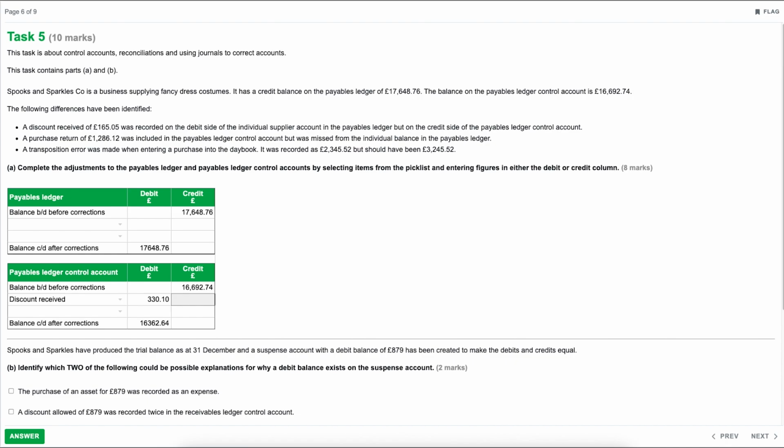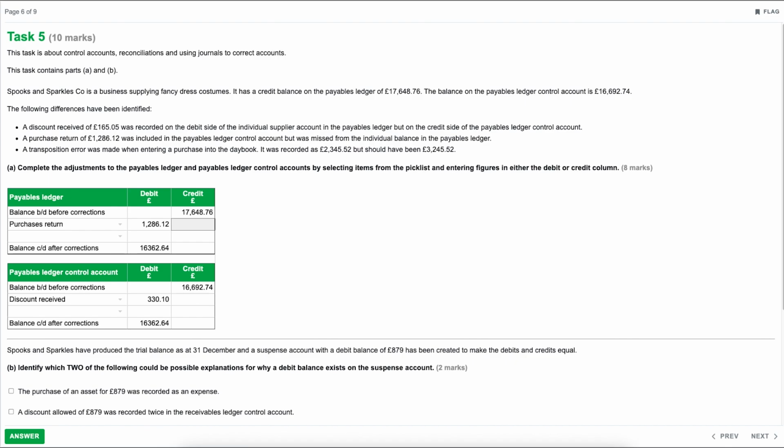Now the next one, a purchase return of £1,286.12 was included in the payables ledger control account, but was missed from the individual balance in the payables ledger. So that one's a little bit more straightforward. We know straight away that it's going to affect the payables ledger. So all we need to do is enter in this purchase return to our payables ledger. Now, bear in mind, a purchase return will again reduce the amount that is owed to our suppliers and therefore would go on the debit side of the payables ledger and the payables ledger control. So we'd select purchase returns and we would debit them for £1,286.12.